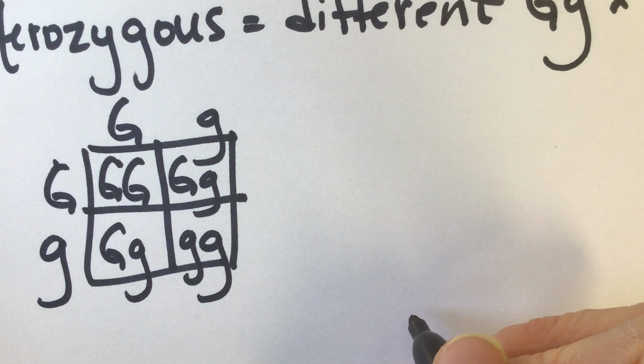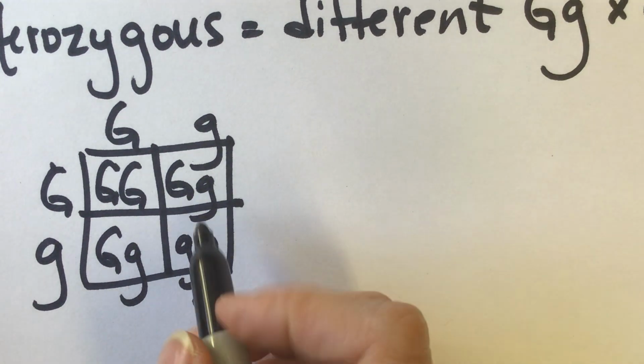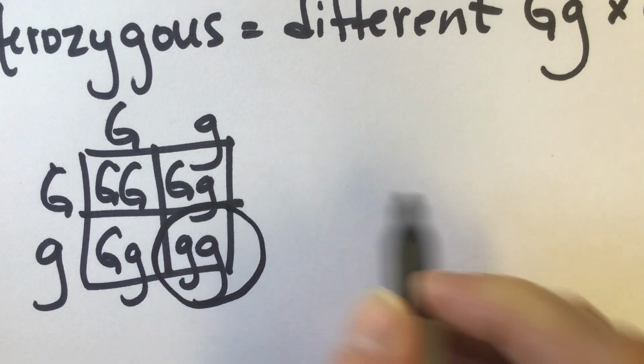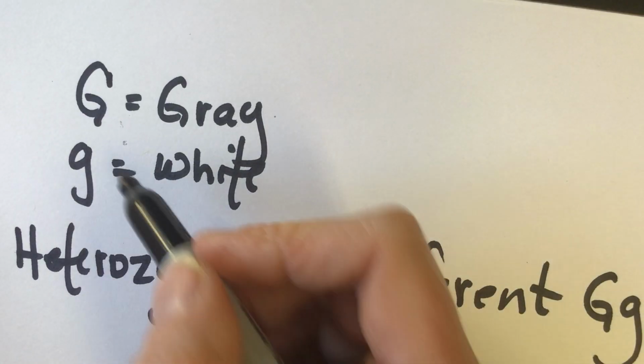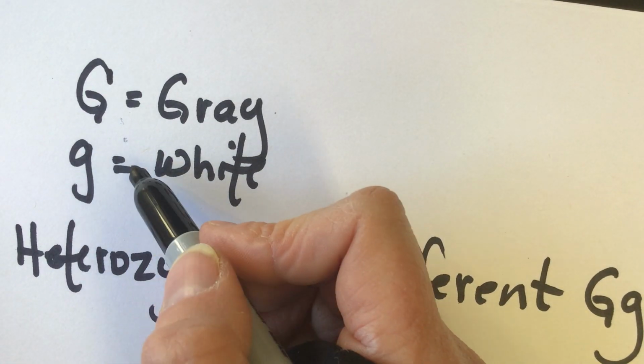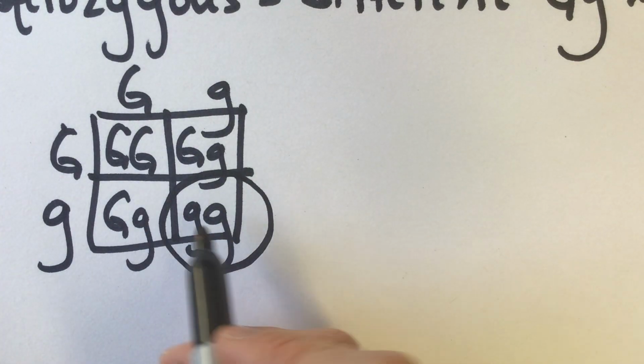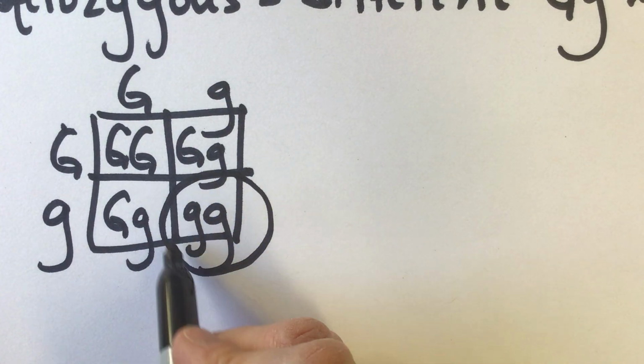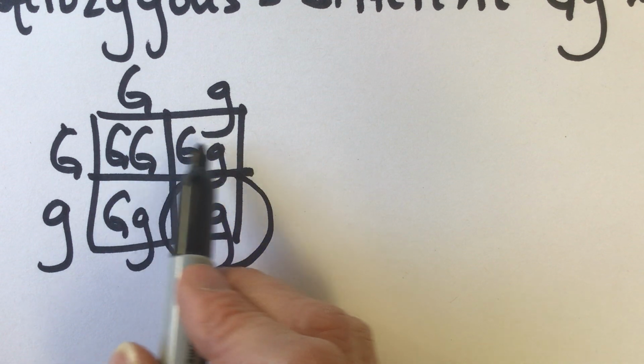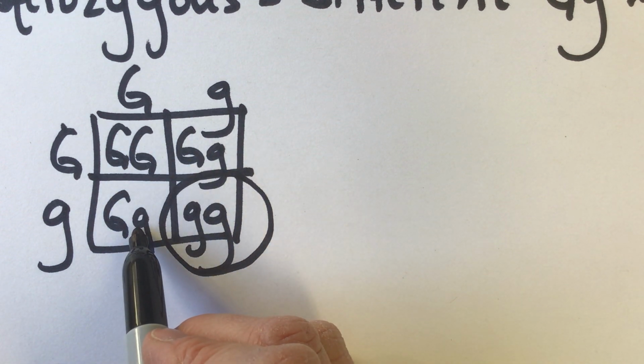And then it says what percentage of their offspring will be white. So this one, because we look here and white is small g, so in order to be white they have to have 2 small g's. The only box that has 2 small g's here is this one. Okay, this one's going to show gray, this one's going to show gray, and this one's going to show gray.